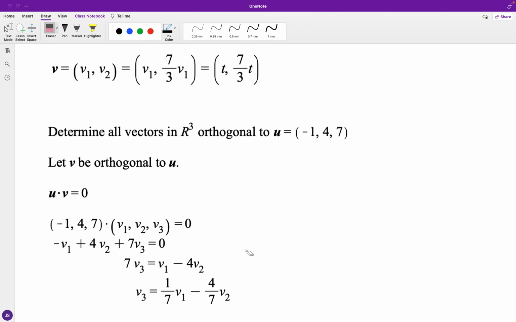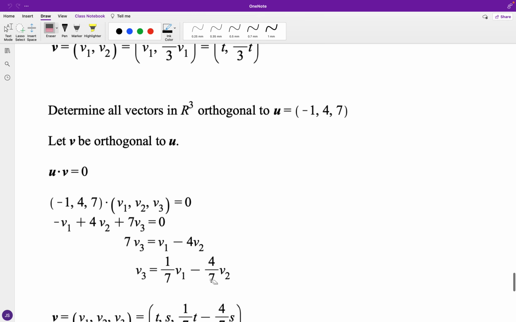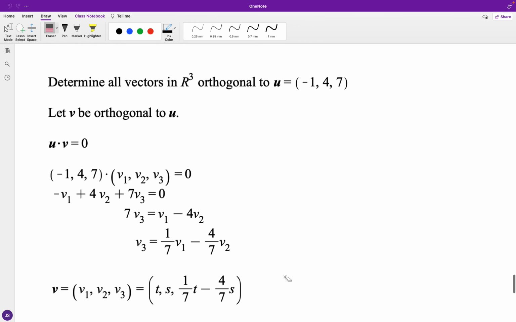And if I isolate the highest subscripted term in this case, which is 7v3, I'm going to have this equal to v1 minus 4v2. And in this case, v3 is equal to 1/7 of v1 minus 4/7 of v2. And just putting it all together, as I'm increasing the numerical subscript values, I'm going in the opposite direction alphabetically. In other words, moving forward in ascending order with the numbers, but going in reverse alphabetical order.